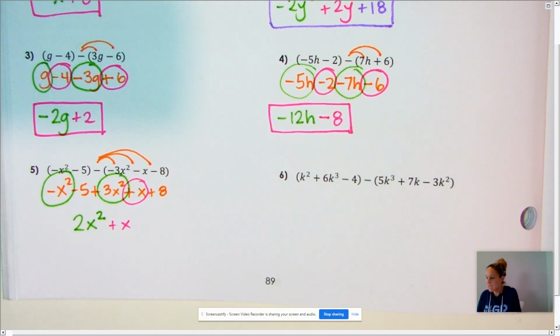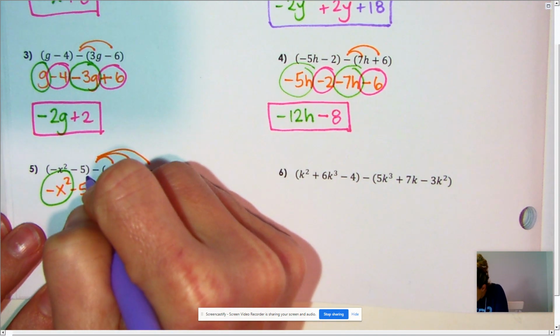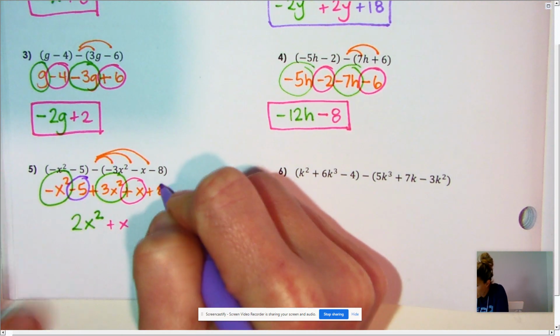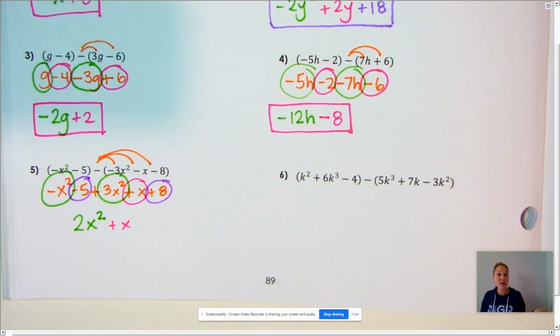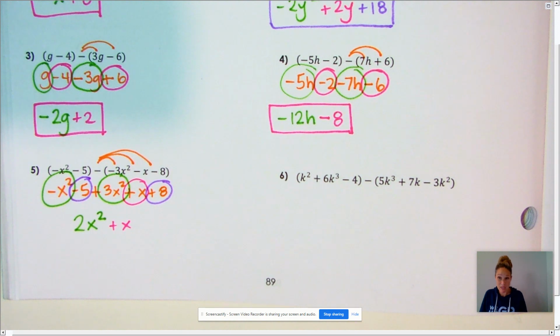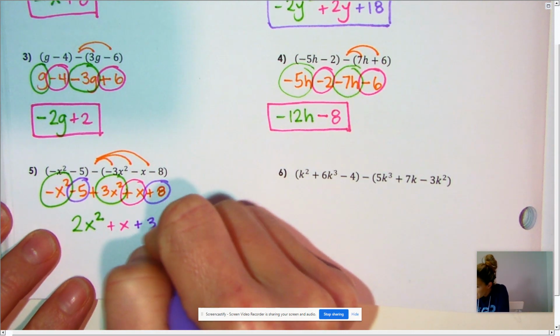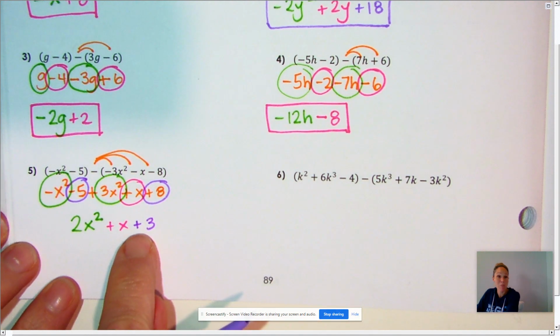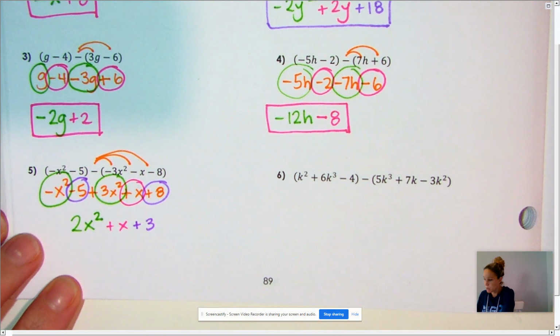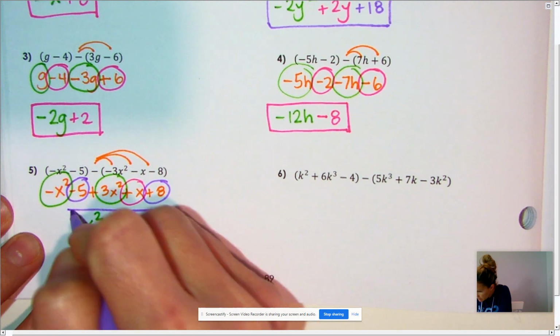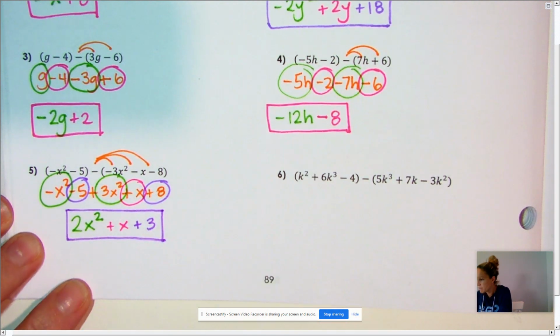And then at the very end, we would look at our constants. We've got a negative 5 and a positive 8. They're called constants because they don't have a variable. A variable is something that can change based on the value that we plug in, whereas a constant, 8, will always just be 8. Okay, so I've got 8 take away 5, which is 3. It is a positive, so make sure you write a plus there to separate those terms. Okay, so that is our final answer on that one.